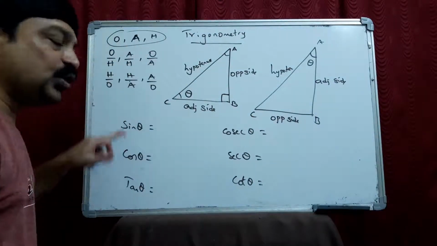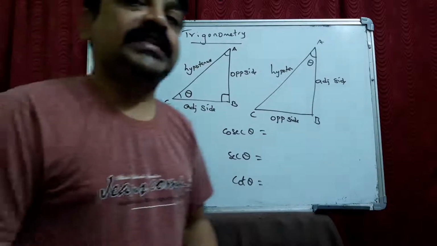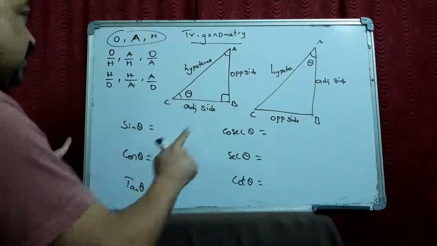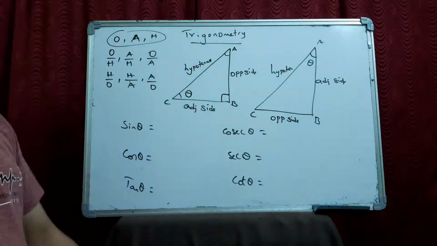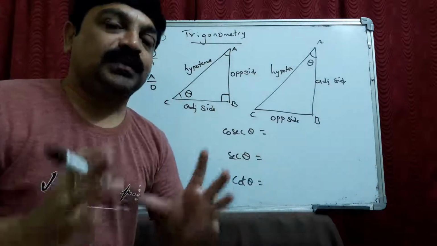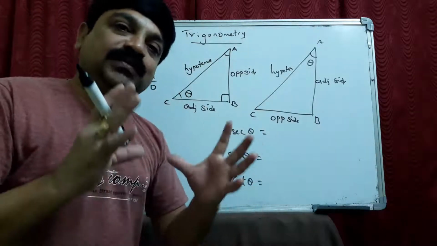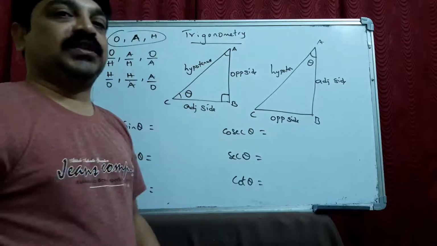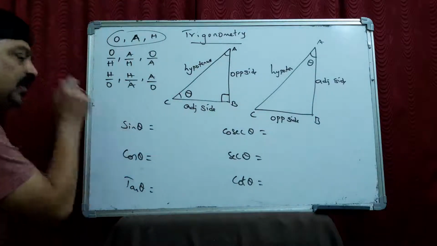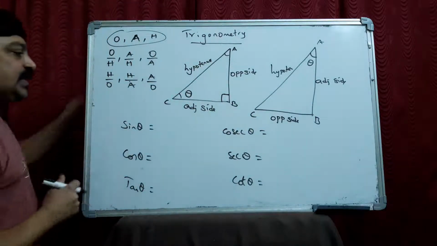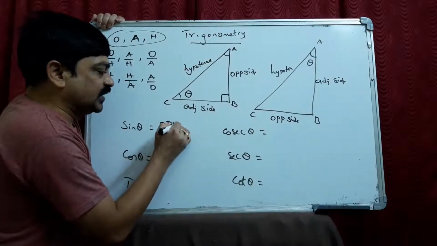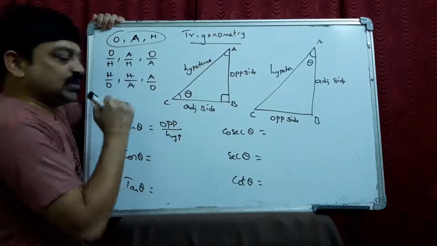So how many ratios we could make? We could make only 6 ratios. For those 6 ratios, these are named particularly with specific terms, and we have to follow those specific ratios with these particular names. Okay, sin theta is taken as opposite side by hypotenuse.